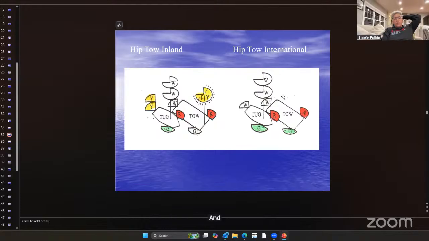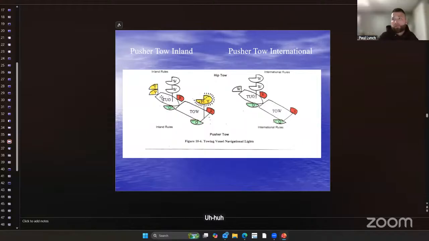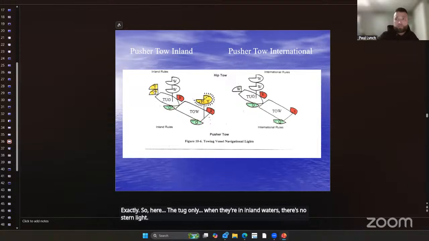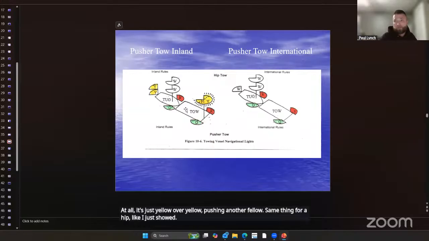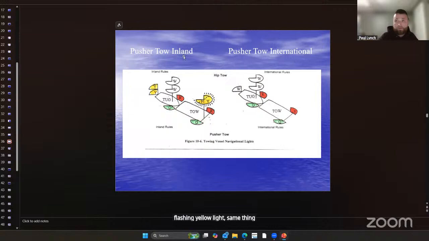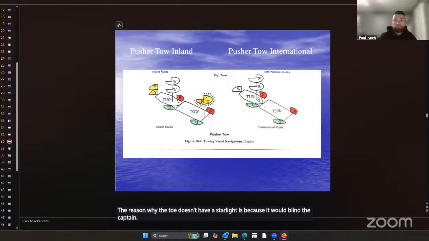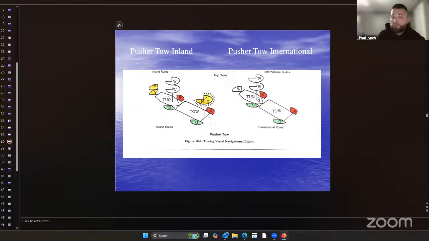And on the pushing, there's no stern light because it'll blind the captain. Exactly. So here, the tug only, when they're in inland waters, there's no stern light at all. It's just yellow over yellow pushing in another fellow. Same thing for a hip, like I just showed. Flashing yellow light, same thing. Inland waters only. But then when they get into the high seas, they shut off the flashing yellow light. They turn off their two towing lights and they flip on their one stern light. The reason why the tow doesn't have a stern light is because it would blind the captain. Restrict his visibility, or her.